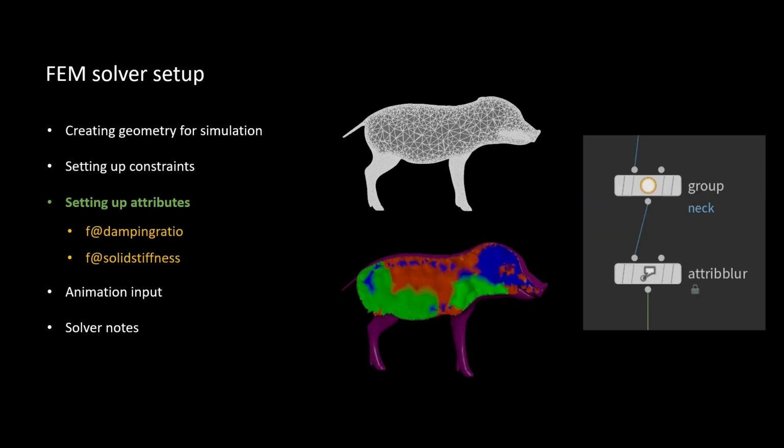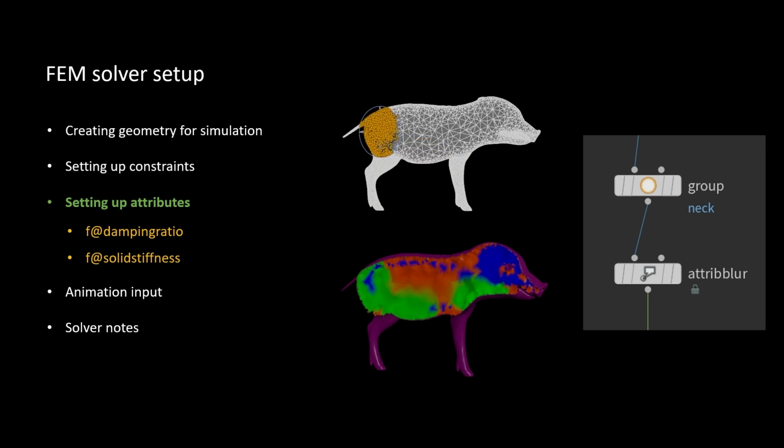A little bit about setting up attributes. Since this is a volumetric mesh, we can really rely on stuff like texture painting for painting different stiffness and damping values for the simulation. So we just took a group node set to bounding volume and then selected areas of the model where we wanted it to be less stiff and more flexible.